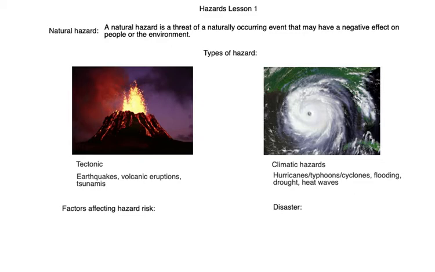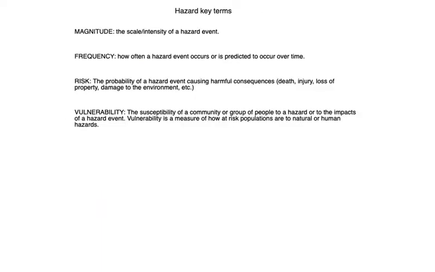So there are a few factors that affect hazard risk. Now, let's define what we actually mean by hazard risk. I've got some key term definitions here. So risk is the probability of a hazard event causing harmful consequences. That can include things like death, injury, loss of property, damage to the environment, etc. So it's that probability of a hazard causing harmful consequences.